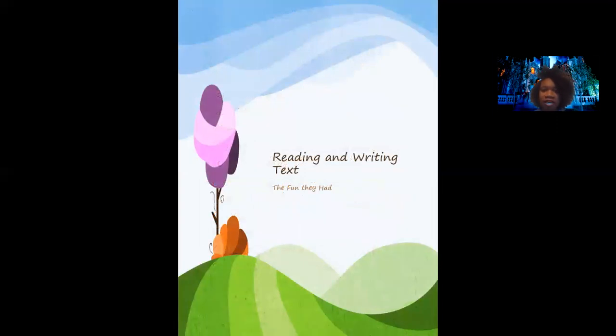Reading and writing text: The Fun They Had. So this week our text is The Fun They Had. When I did the Kahoot, if you did the challenge, which I'll do another challenge this week, and I promise to send it out earlier so you have the week to get the challenge done, I noticed when I asked questions like, what point of view is this?